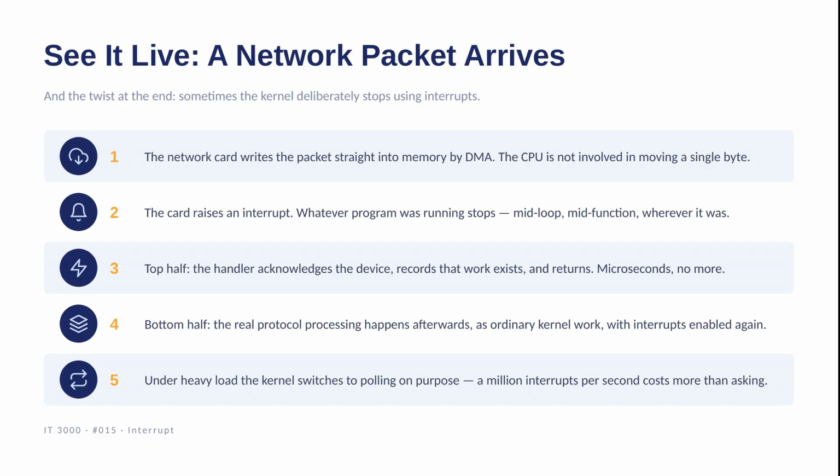The top half of the handler just says, "Got it, there's work pending," and gets out in microseconds. The heavy lifting, walking the protocol stack, waking sockets, happens in the bottom half, with interrupts back on. And here's the twist. When packets come in by the million, the kernel actually turns interrupts off and polls instead, because at that rate, being tapped on the shoulder constantly costs more than just going to look.